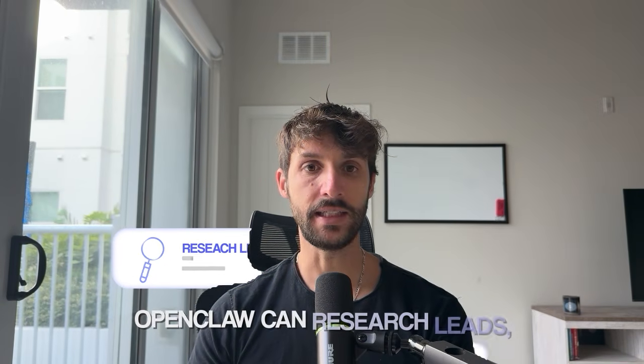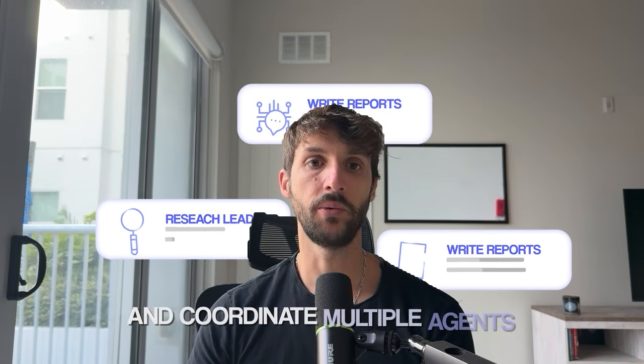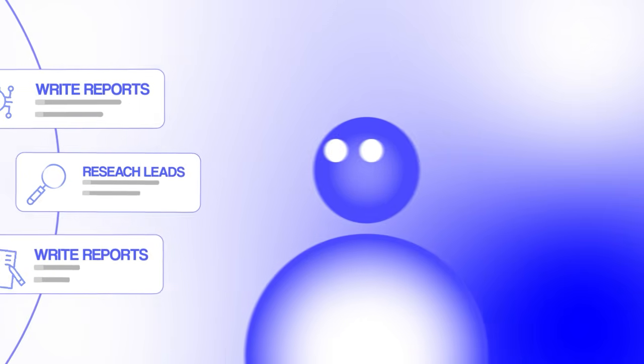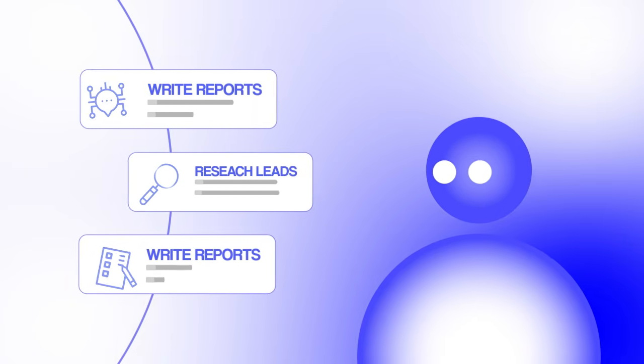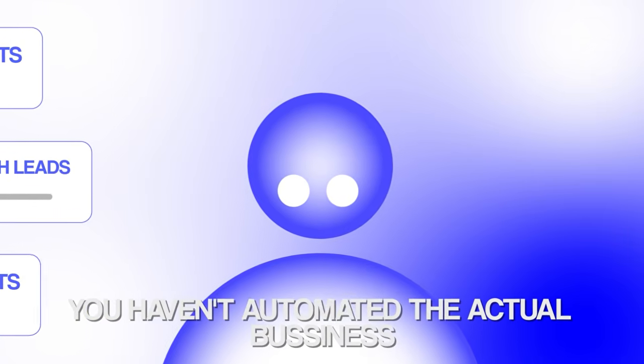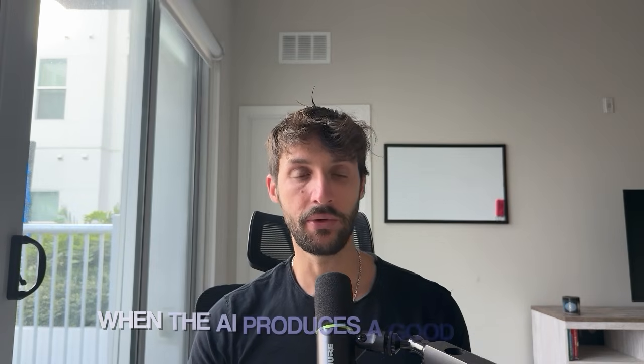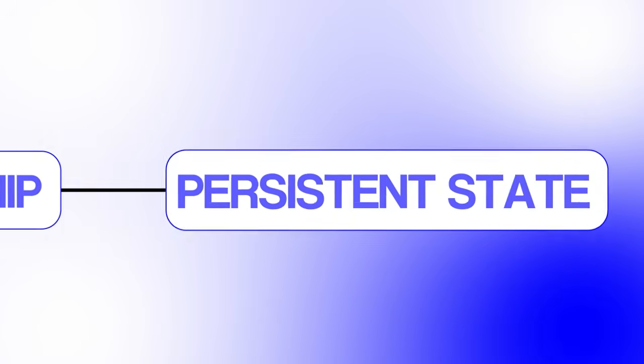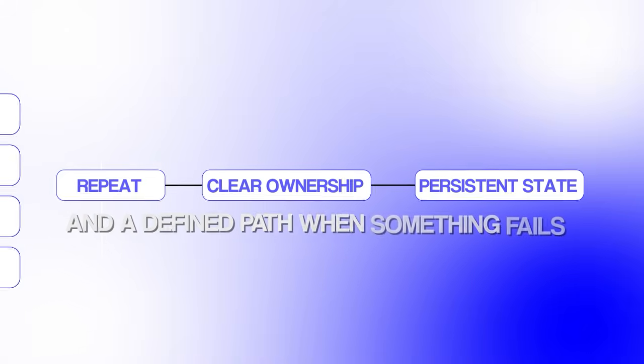OpenClaw can research leads, write reports, and coordinate multiple agents. But if you have to manually recreate that workflow every time, you haven't automated the actual business. Most people think an agentic loop is complete when the AI produces a good answer, but it isn't. The workflow also needs repeatable steps, clear ownership, persistent state, and a defined path when something fails.